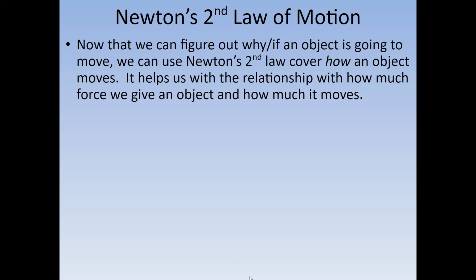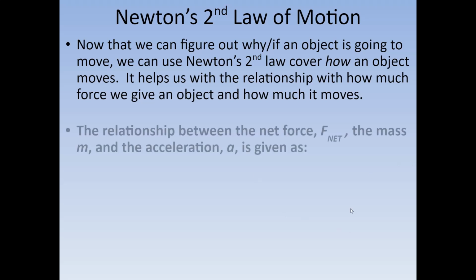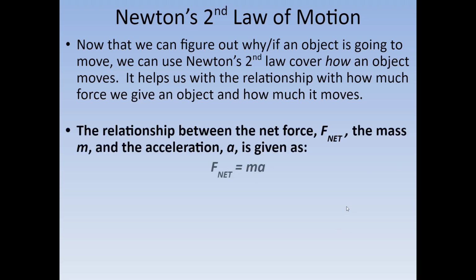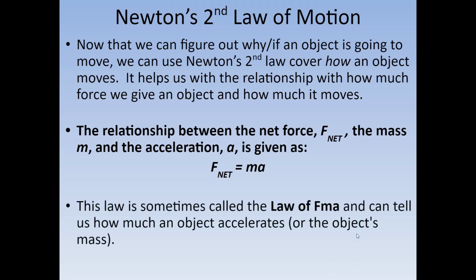Remember, we talked about in the first one that objects that have unbalanced forces will end up accelerating. So this law is kind of focusing on that specific aspect. Basically, the entire law is just this equation: F net equals ma. So that's all the second law is. It's just F net equals ma, which you can call the law of FMA, but whatever.